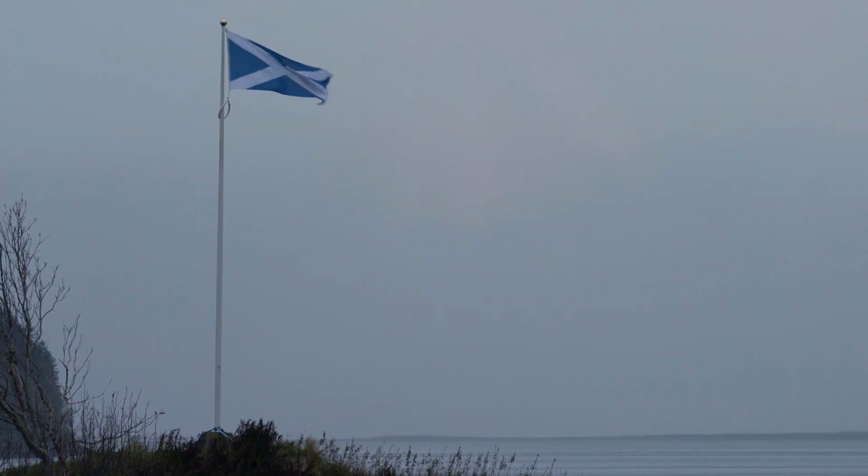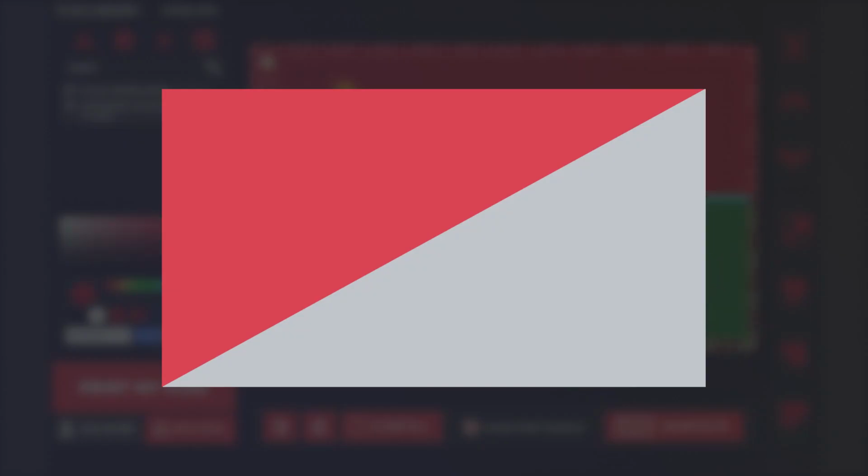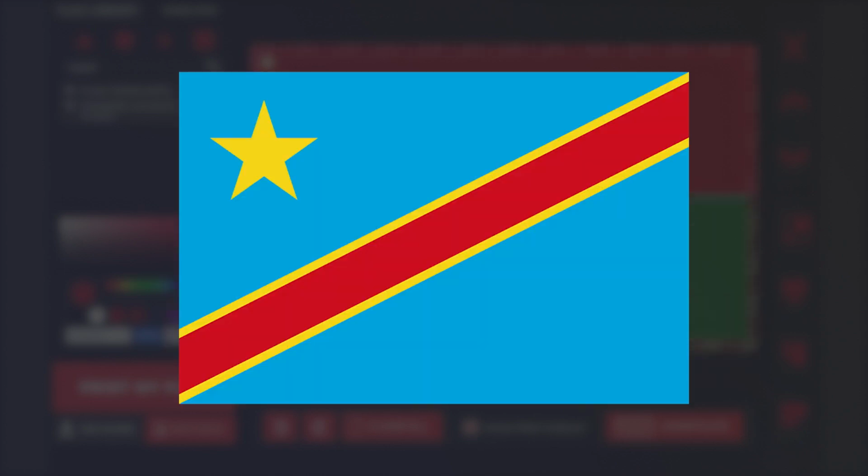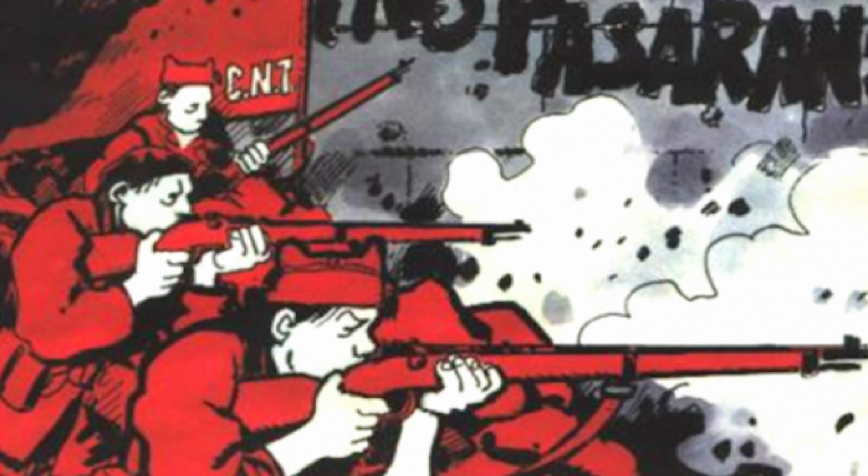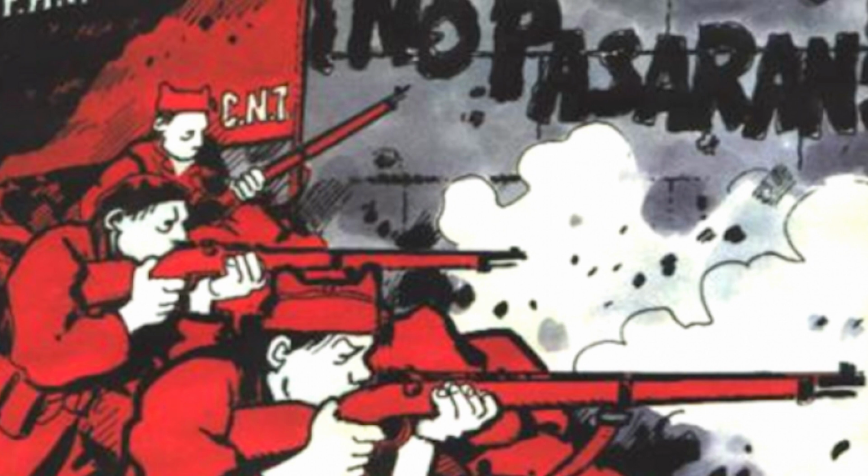Bends. The bends flag is crossed across a single diagonal, most often starting from the bottom at the hoist side and traveling upwards. Popular examples include the flag of the Democratic Republic of the Congo or the flag of the Spanish partisan faction CNT-FAI.